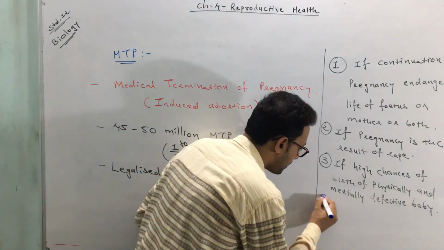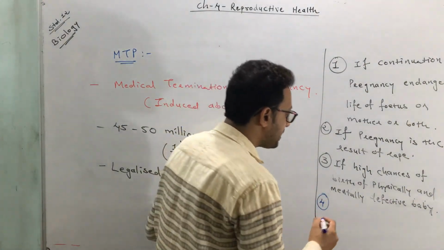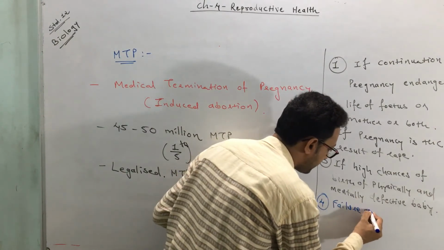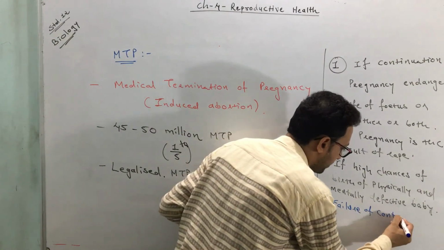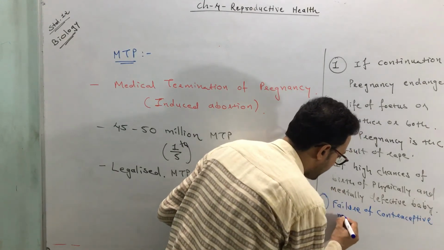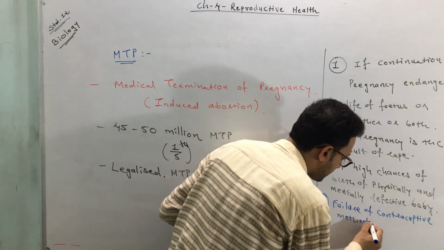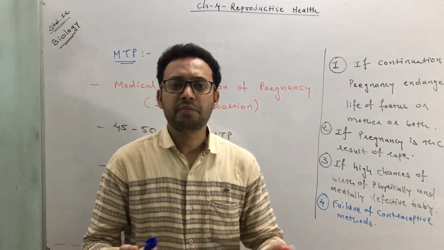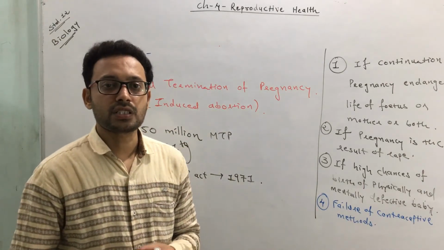And the fourth case where MTP is allowed is when the pregnancy is due to failure of a contraceptive method, because most contraceptive methods do not provide foolproof protection, except the surgical method, where foolproof protection is applicable.